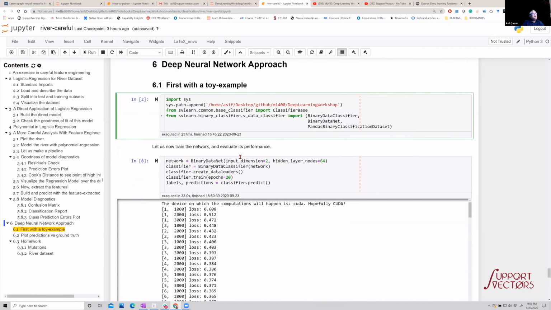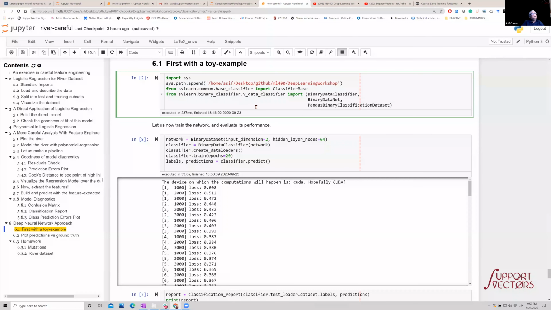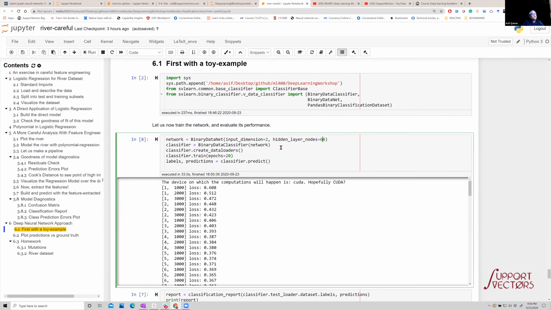What it does is, I'll walk through it. This is just importing all the classes. There is a binary data network. You can choose how many hidden layers you have. Then you create a classifier. Then you load the data.